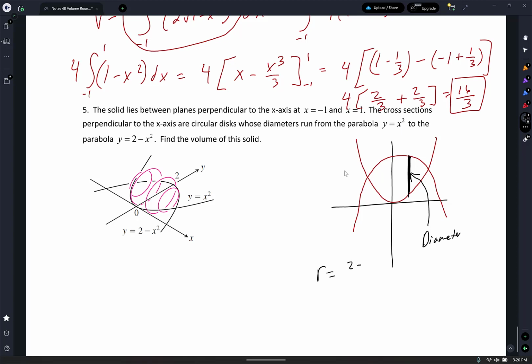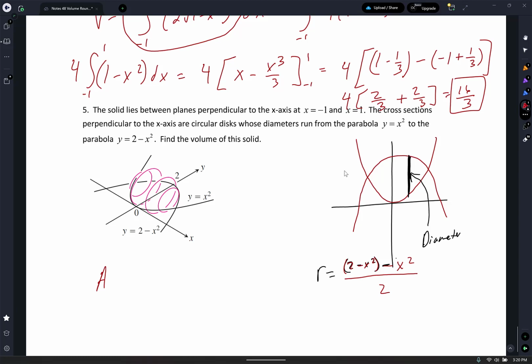So I'm going to write 2 minus x squared minus, what's the bottom curve? Oh yeah, I should have done it in red here. 2 minus x squared minus x squared. Now that's the diameter, all over 2. That's my radius. Cool or not cool? Yes. Okay.